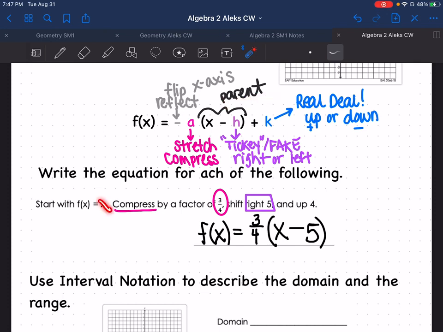My parent is just x. So remember, as it is written, this is the linear parent. So the last thing I'm looking for right here is my real deal, up or down. Let's see what it says. And up 4. It's the real deal. I think up is plus 4, so I'm going to go ahead and put plus 4.